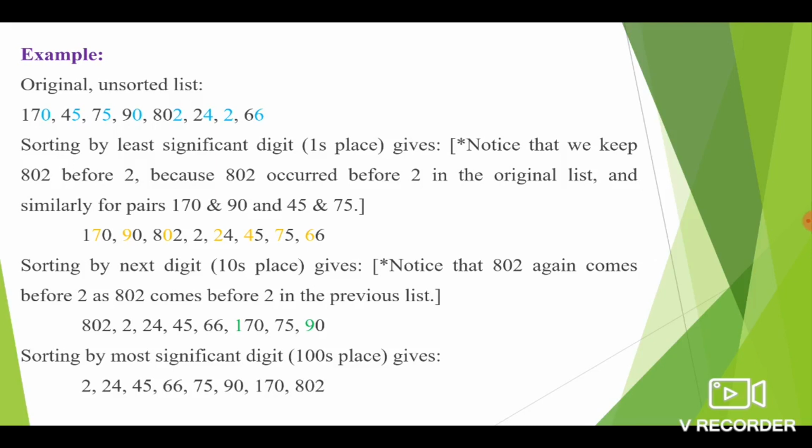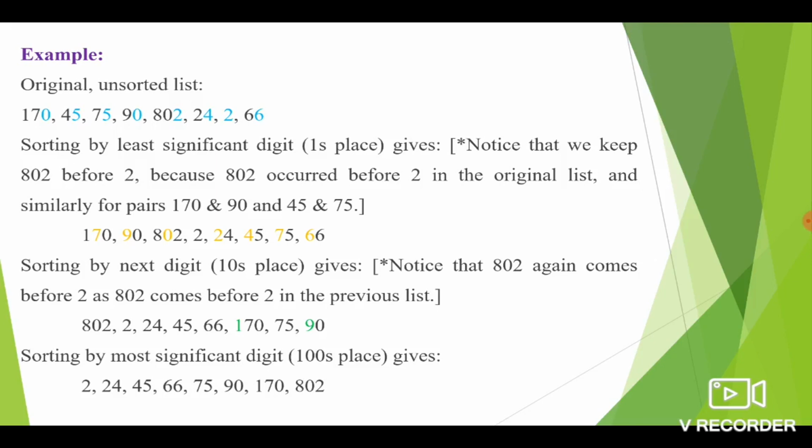Okay. So we have two numbers, 802 and 2. So again these numbers are written as they are. Don't swap them. Okay. So this is radix sort. So just write the numbers as they are. Then we are searching for the elements that end with 3. We don't have any numbers.